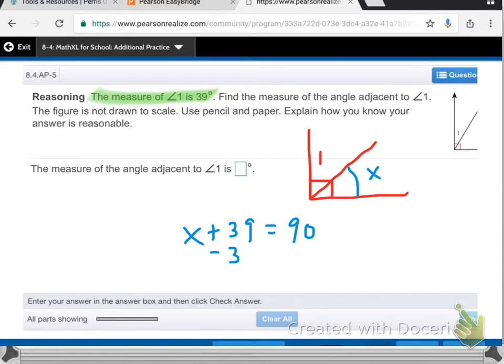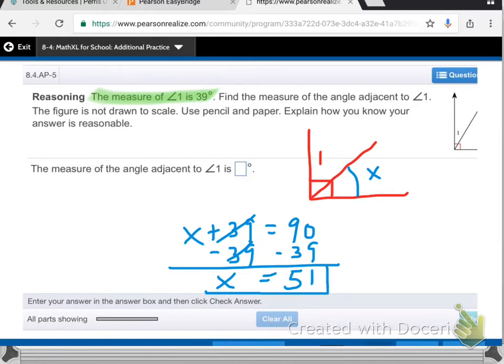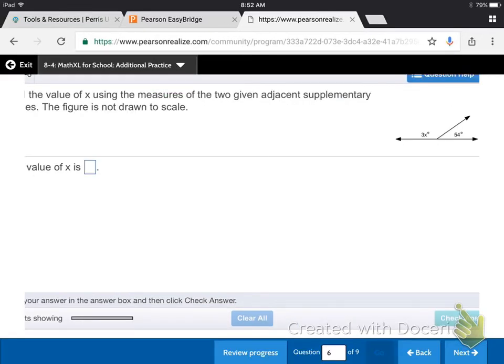And if I subtract 39 from each side of the equation, which you know how to do now, then the 39s cancel, and x equals 90 minus 39, which is 51 degrees. There you go. Just like that. Easy.